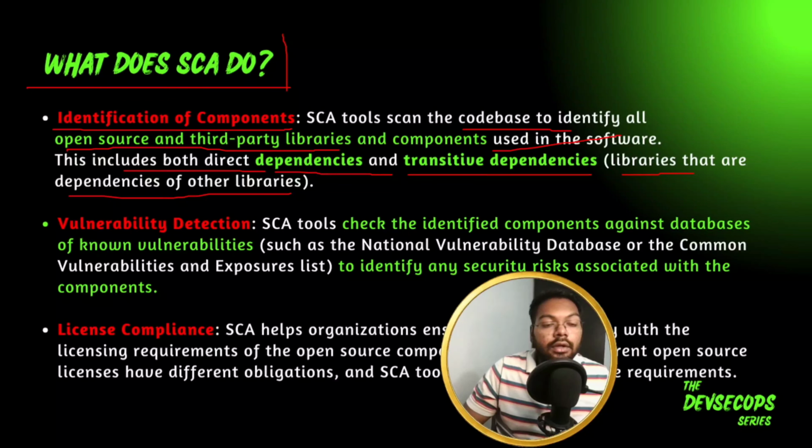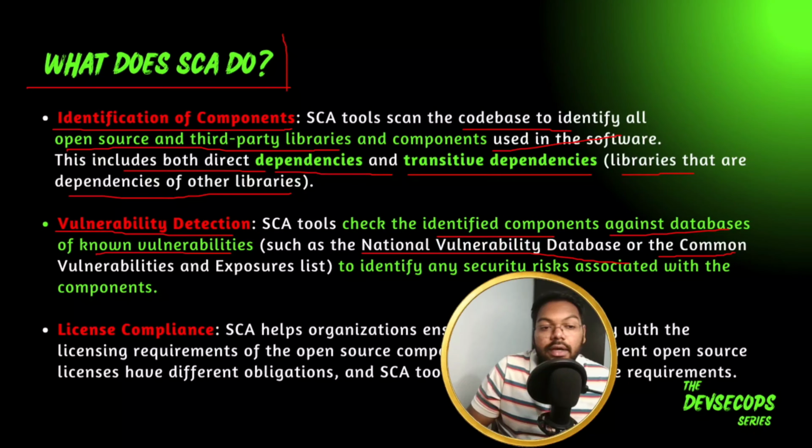So then, next is vulnerability detection. As I mentioned, SCA tools check the identified components against databases of known vulnerabilities. First it will identify the components that are used in your application. The next step is to check them against the database of known vulnerabilities such as the National Vulnerability Database (NVD), as we have discussed earlier. If you don't remember where, you can check the other videos wherein we have talked about it. I will list it over here, wherein we discussed CVE, CWE, and all these things.